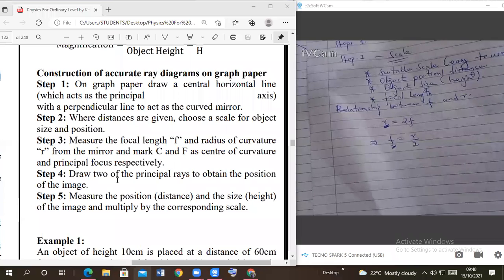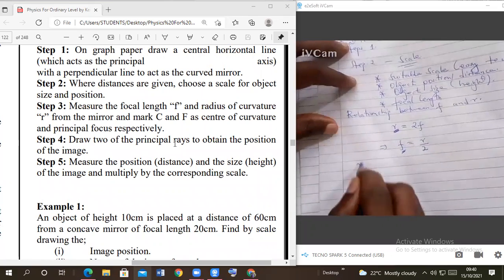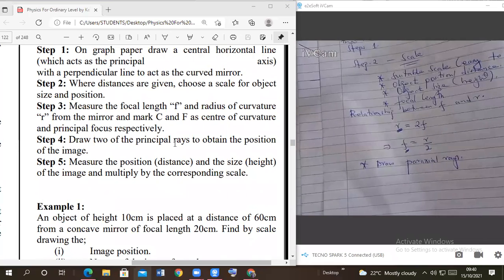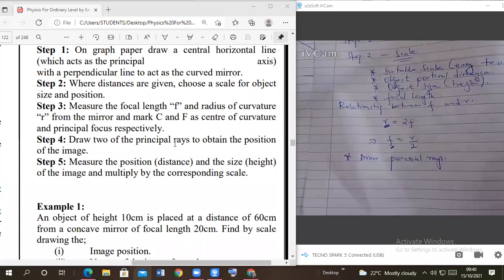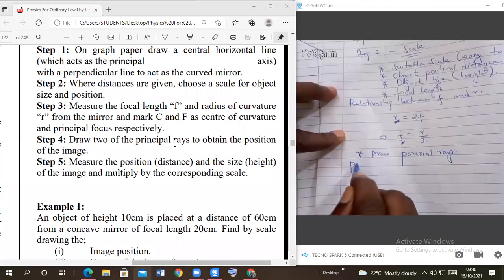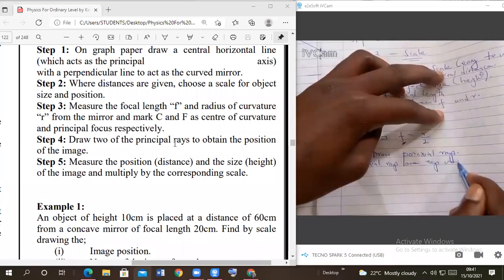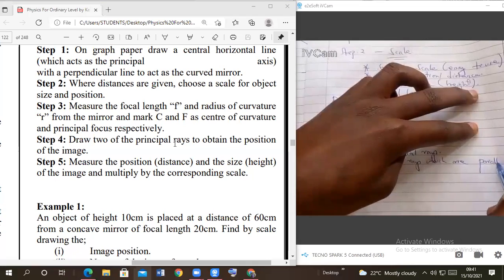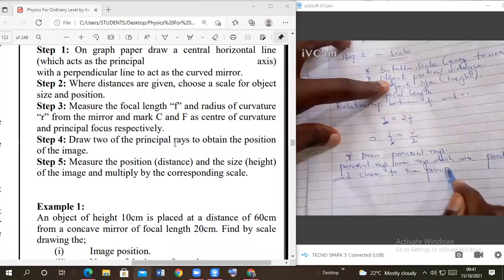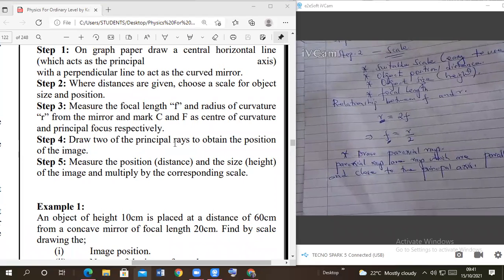Then step number 4. Draw 2 principal axes. Actually, it should be parallel rays. Who can remind us what are parallel rays, members? We said parallel rays are rays which are parallel and close to the principal axis. So we consider only rays which are parallel and close to the principal axis.